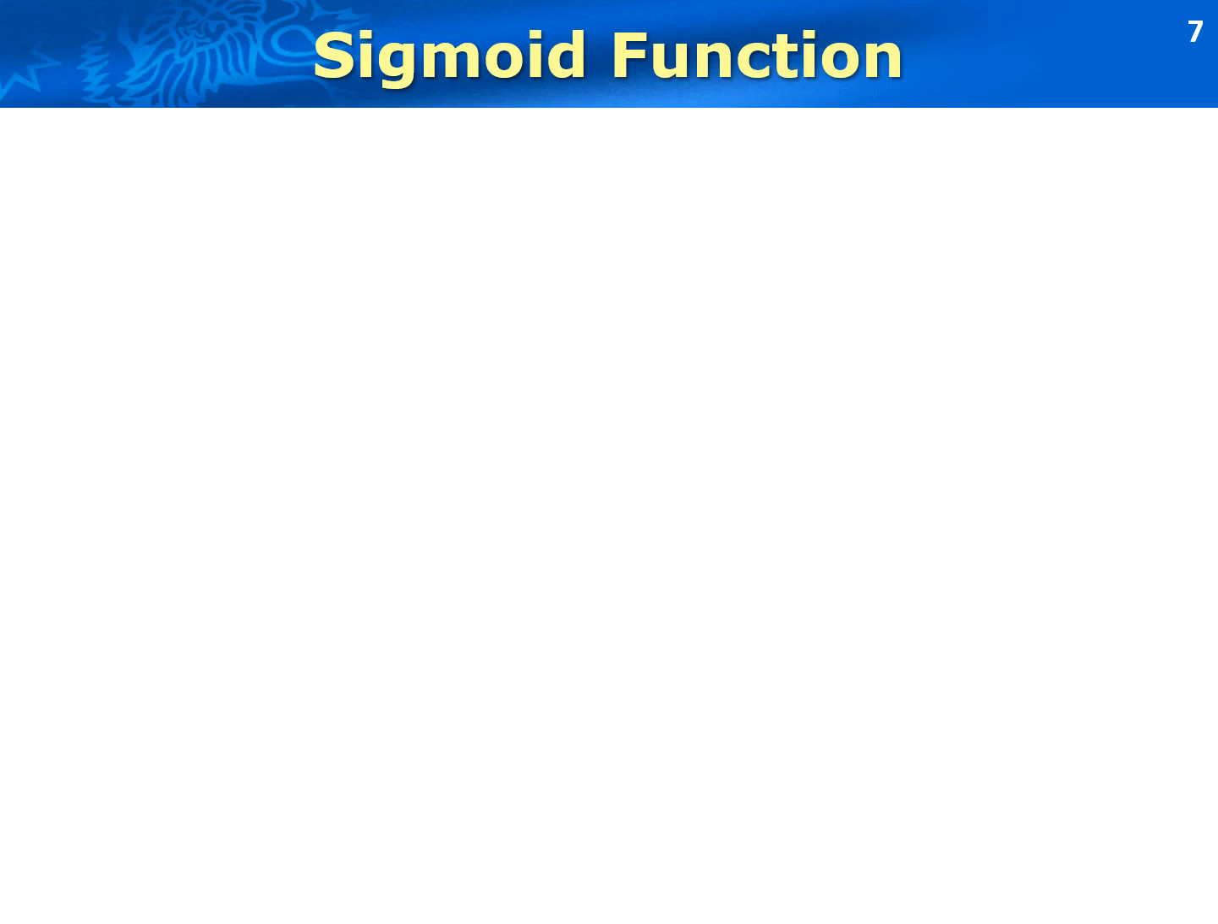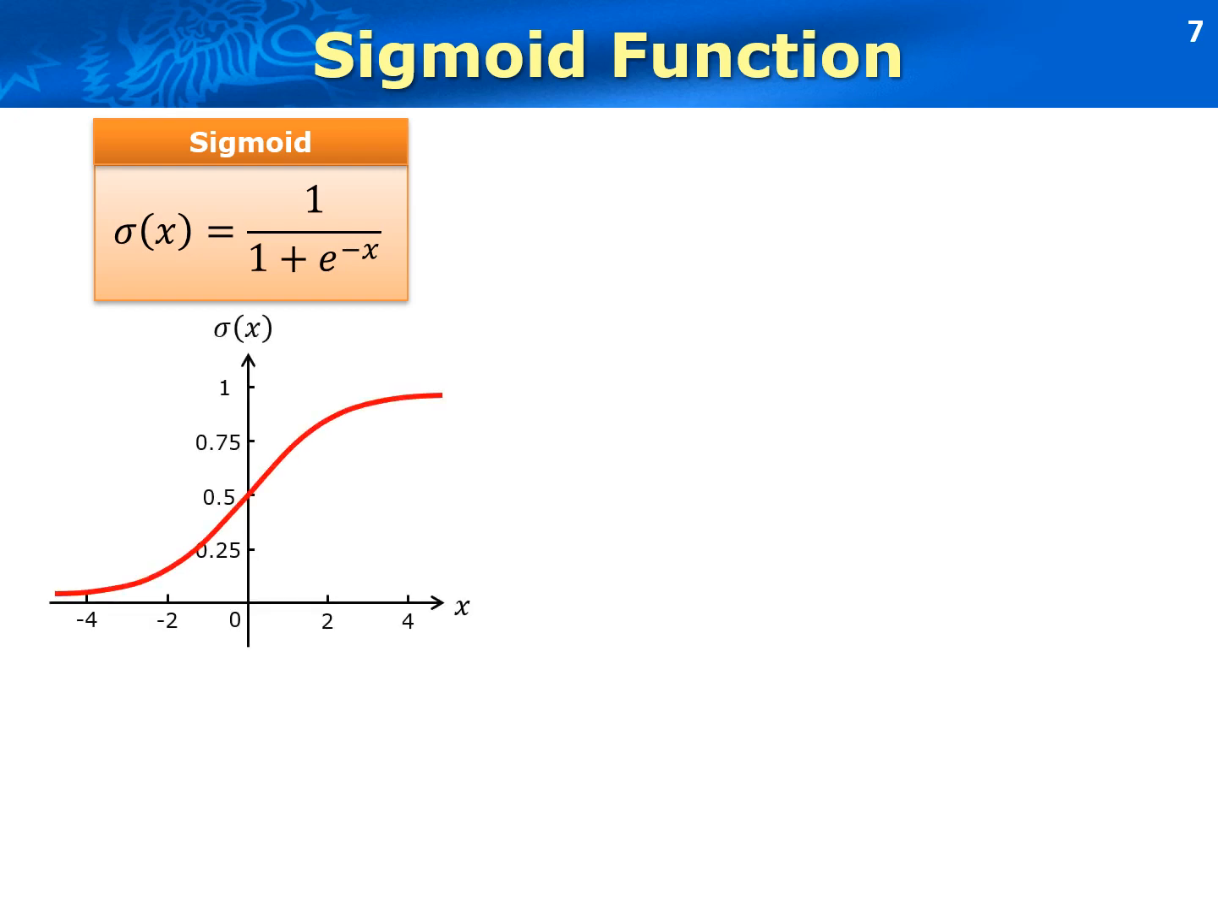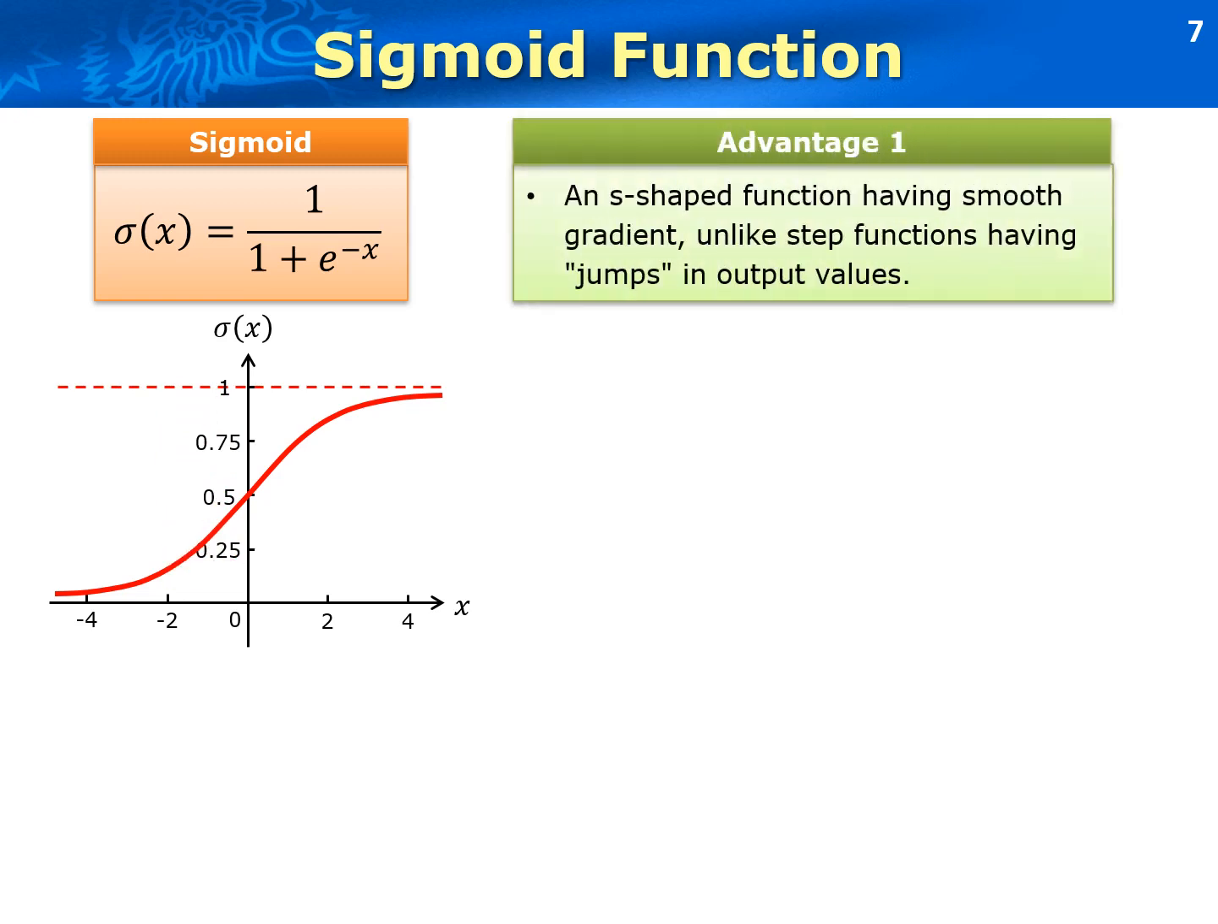This is the definition of the sigmoid function, which is 1 over 1 plus e to the minus x. The graph of this function is like a snake. It is an S-shaped function having smooth gradient. The range of the sigmoid function is between 0 and 1. The main advantage of this function is its smooth gradient.